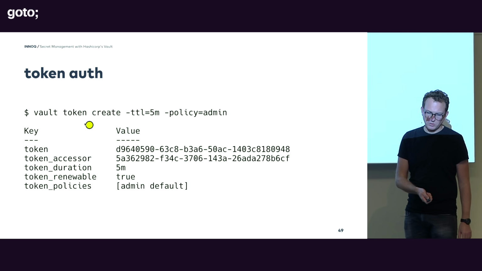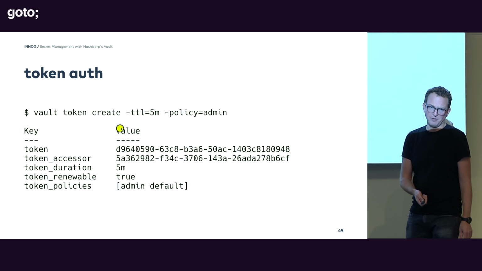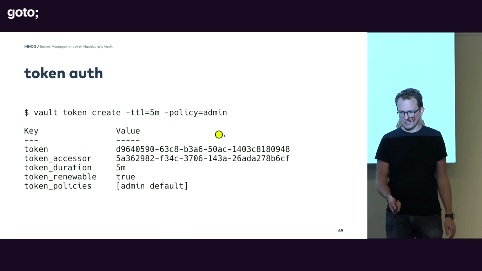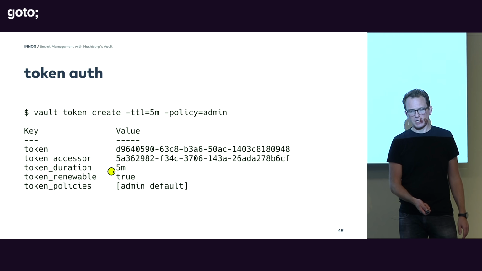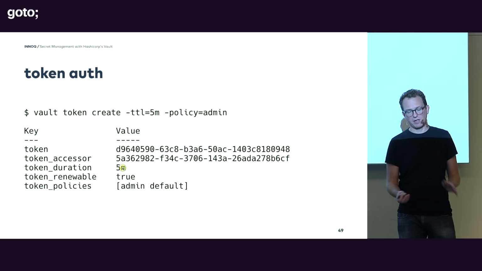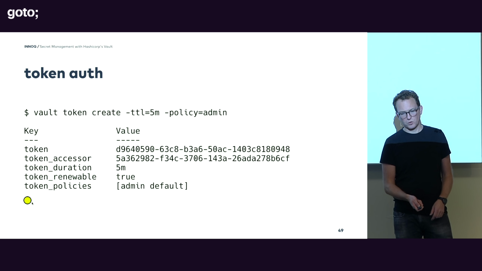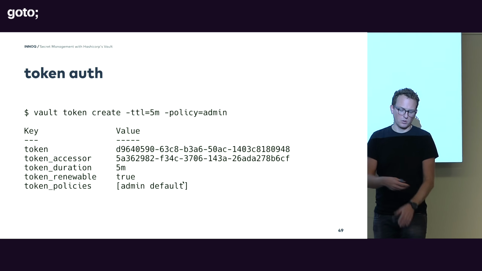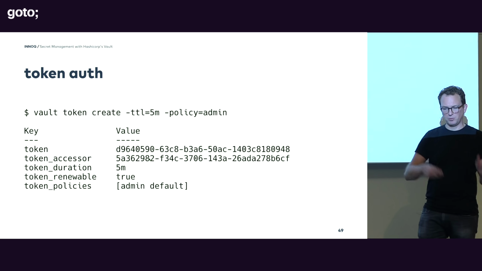This is how you can create a token. This is a command with a Vault CLI client. You never use this command, but just to show what a token looks like. It's kind of like a UUID. There's a token accessor. I would skip this for now, what this means. The duration of this token is 5 minutes, so every token has a TTL. It's renewable, and the token policies, I'll talk about policies later, the default is always applied, so you can have some rights or policies that every token should have, and in this case, admin as well, so you can have several policies applied to it.